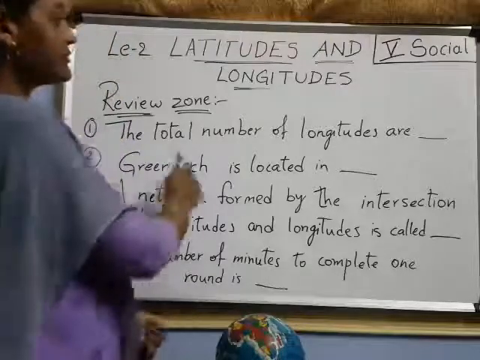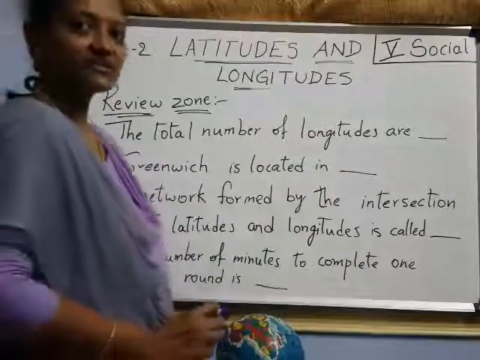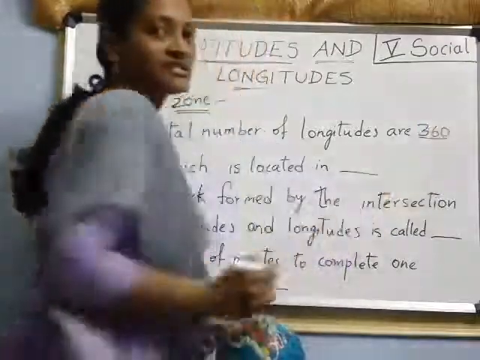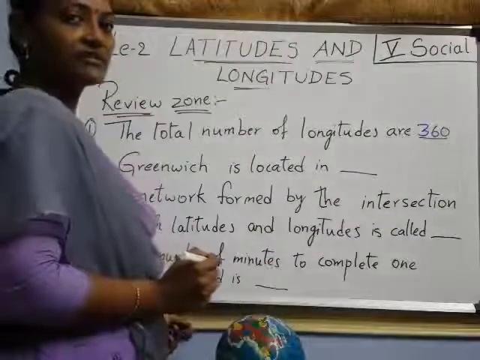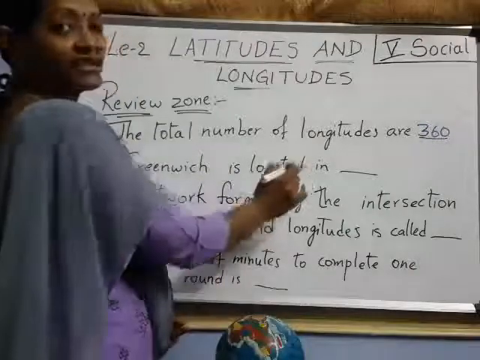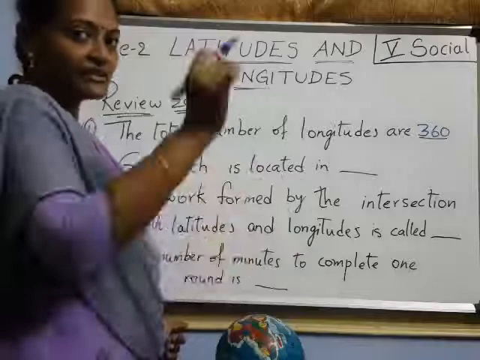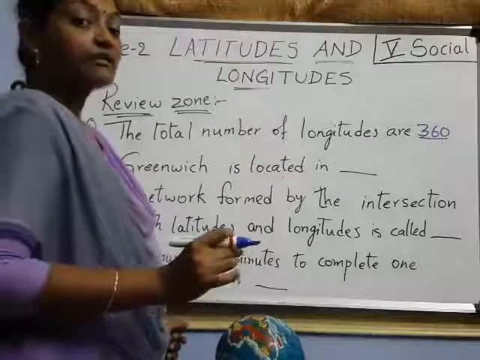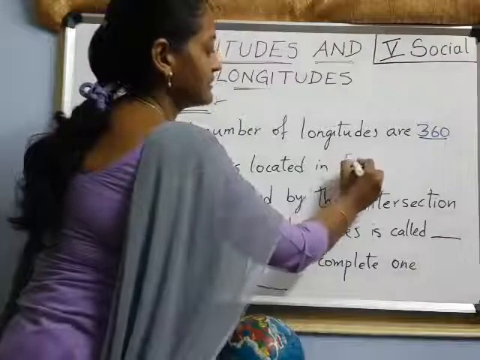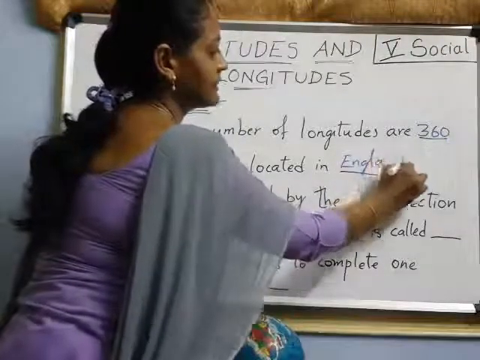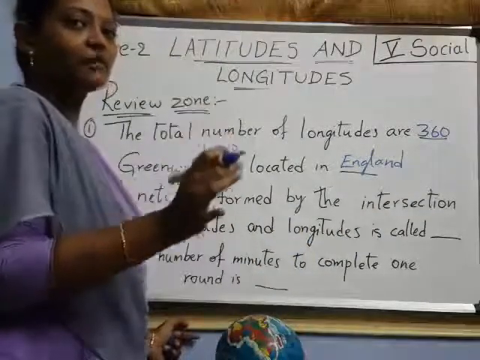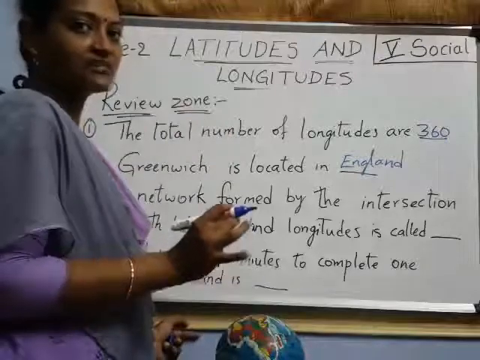Now tell me the total number of longitudes. How many longitudes did I say? How many lines are there? Total 360, isn't it? Total number of longitudes are 360. Total number of latitudes are 181. Right? Next, Greenwich is located in which place? Yes, in London, that is in England. Right, children? So that Greenwich mean time, that one we call the prime meridian, measured at 0 degrees.